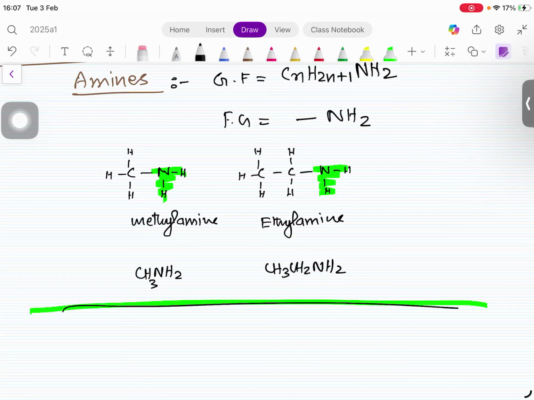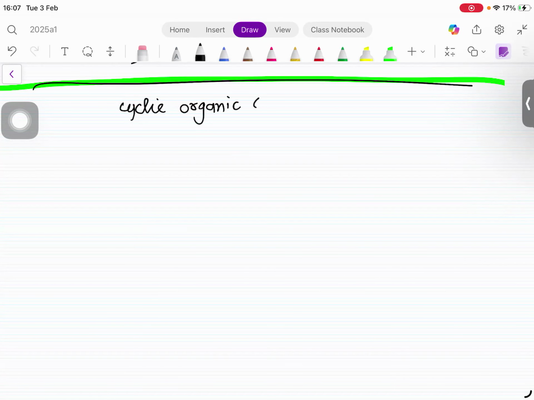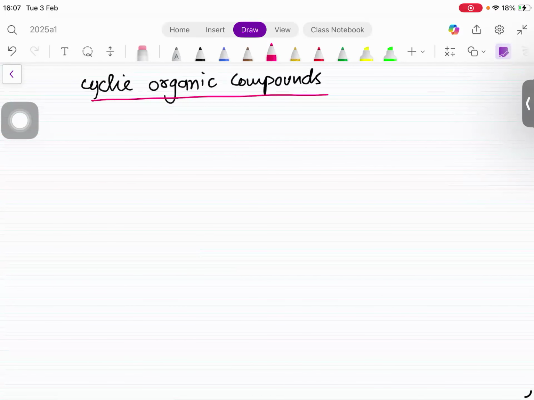Now, one thing which I have to tell you: this is all the functional groups which you have done with the naming, but there is one more. Please pay attention. Cyclic organic compounds, now please pay attention. What are the cyclic organic compounds? For example, let's start with alkane. Now, please pay attention, everyone.